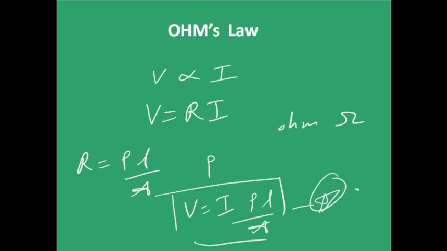I have to tell you something else. There is something called current density. What is current density? Current density means just how dense the current is. It is the amount of current passing per unit area. In mathematical terms, it should be written as J is equal to I by A, where I is the current and A is the cross sectional area.